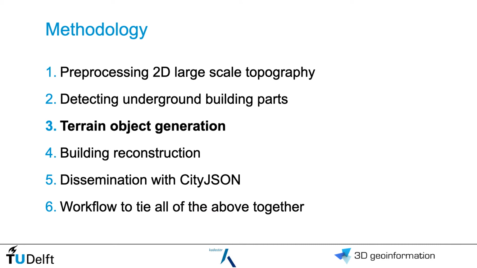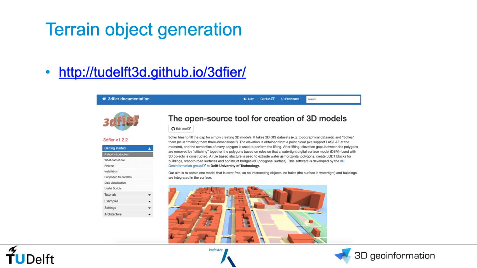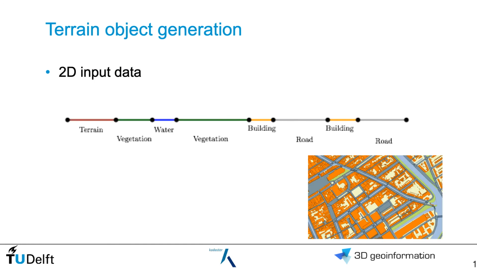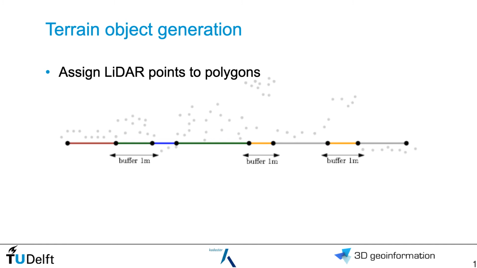Then the terrain objects are generated using the 3Dfire software, which you can find at the following link. Now this tool combines the 2D vector geometries, you can see a cross section here, from the large scale topography with the elevation data from the point cloud.